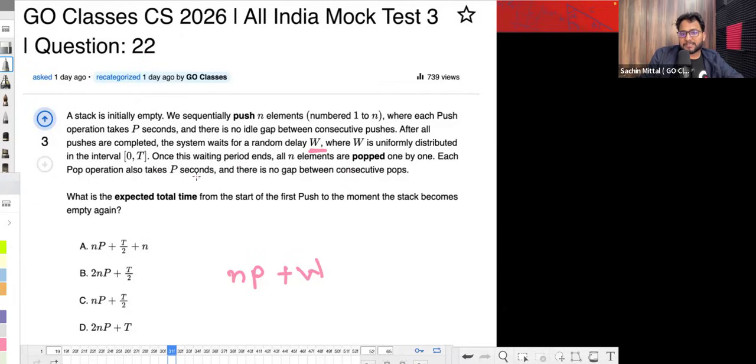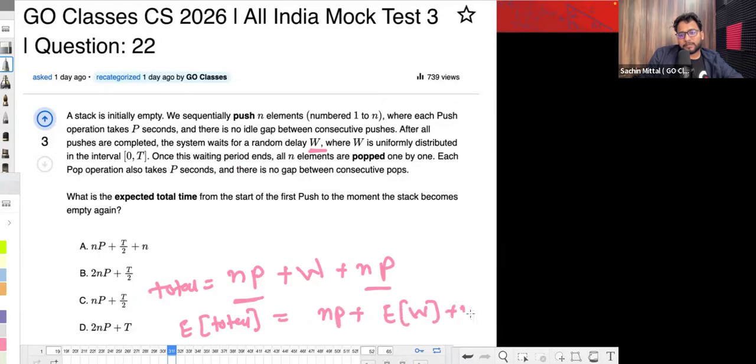Each pop operation takes p seconds. Again, they are taking p seconds, and there is no gap in between. So it will take a total time of this, right? So this is constant. This is constant. I mean, this is the total time, and they are asking expected total time. Okay, expected total time. So since this is constant, it is np plus expected w plus np.